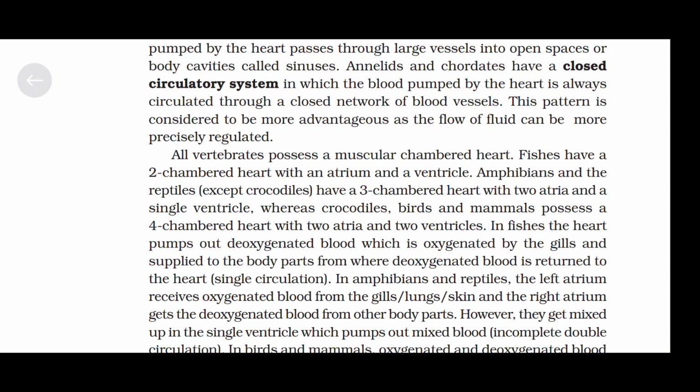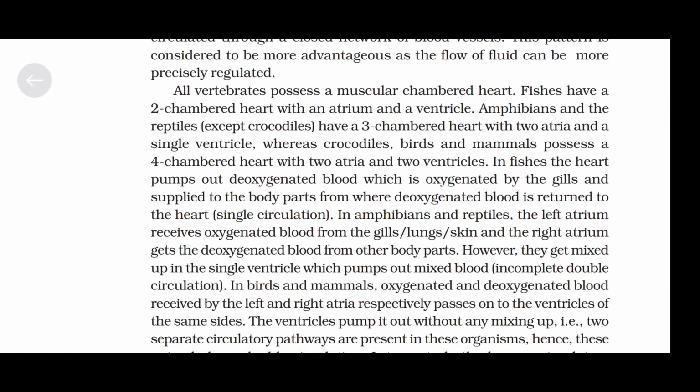In fishes, the heart pumps out deoxygenated blood, which is oxygenated by the gills and supplied to the body parts, from where deoxygenated blood is returned to the heart. Single circulation. In amphibians and reptiles, the left atrium receives oxygenated blood from the gills, lungs, skin, and the right atrium gets deoxygenated blood from other body parts. However, they get mixed up in the single ventricle, which pumps out mixed blood in complete double circulation.